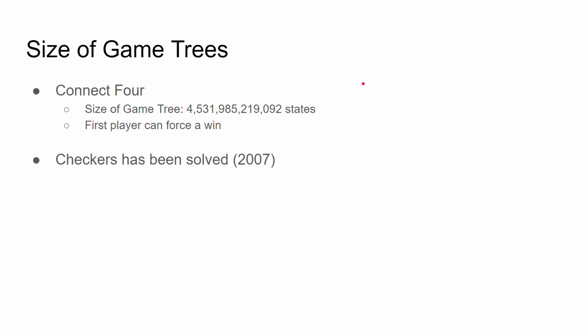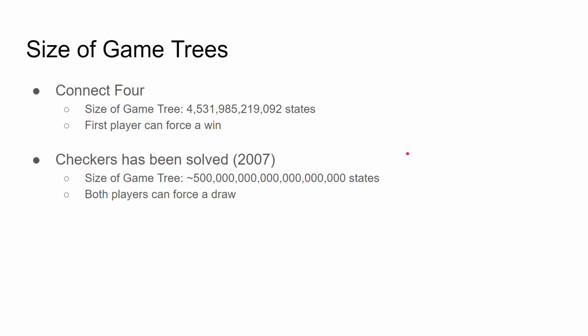Sometime after that, Checkers has also been solved. That one's a little less exciting. It's a huge tree, about 500 quintillion states. That's a big number. And unfortunately, it just turns out that both players can force a draw. So that's too bad. But people have scaled up to that size.